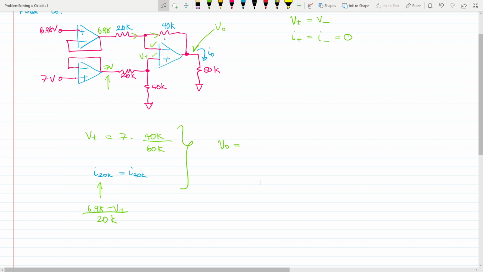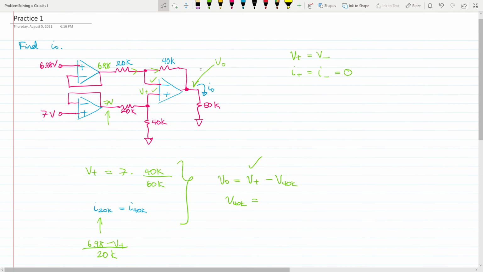V0 would be equal to whatever V negative is, and instead of saying V negative, I'm just going to say V positive, because we know V positive and V negative are the same. So we're going to start at V positive, and then some amount of voltage will be dropped by this 40K. So I'm going to write that expression out. So we said it starts at V positive, and then we drop some amount of voltage across the 40K resistor. And then whatever is left over, that's what your V0 is. And so we know what V positive is.